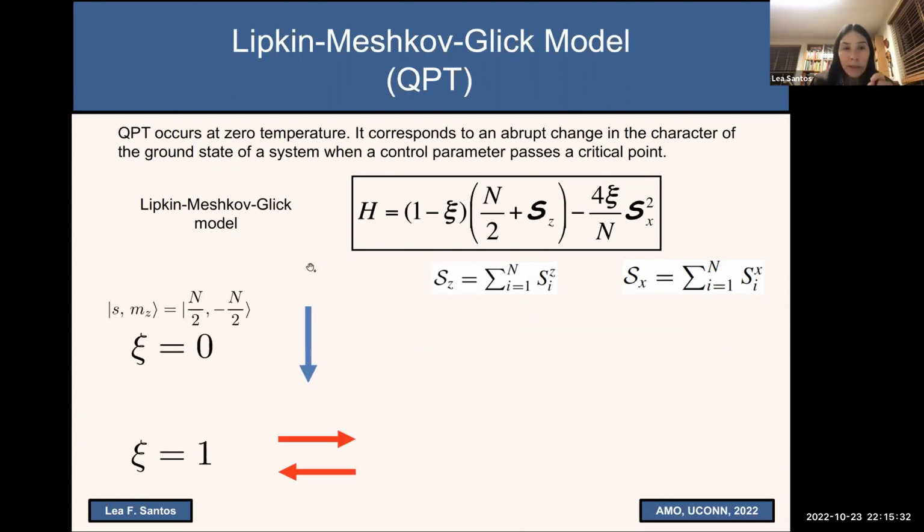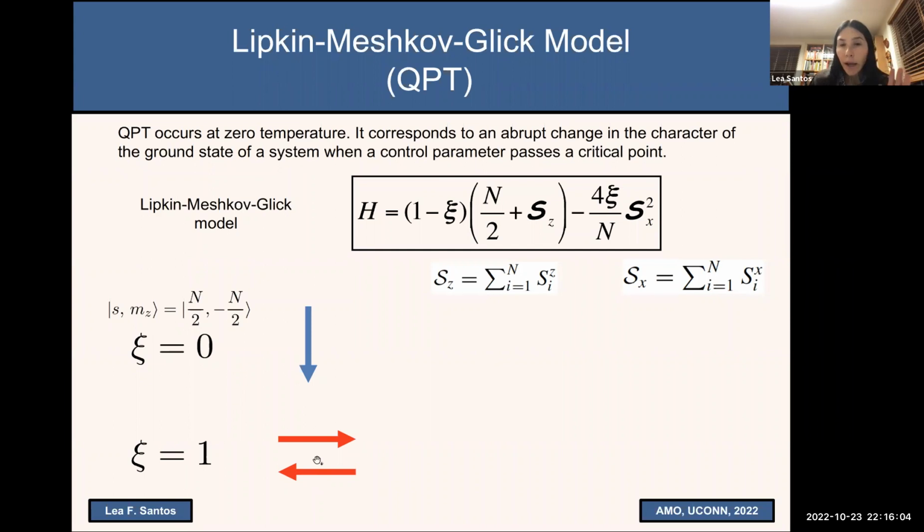So when Xi is zero, we do not have this term, we have just the Z term. The ground state of our system is this, the spin is pointing down in the Z direction. Now, when Xi is 1, so we don't have the Z term, we only have the X term, but this is Sx squared. Now our spin is pointing in the X direction, but it's doubly degenerate. Now these two options are equal, no? We have the same energy.